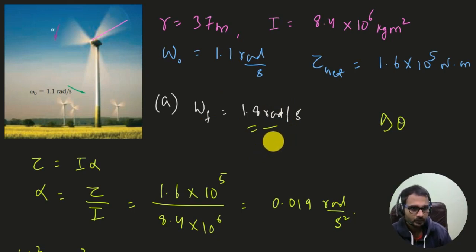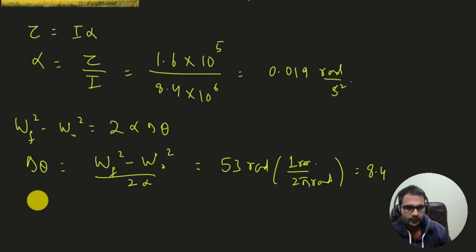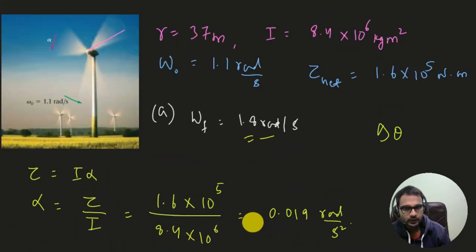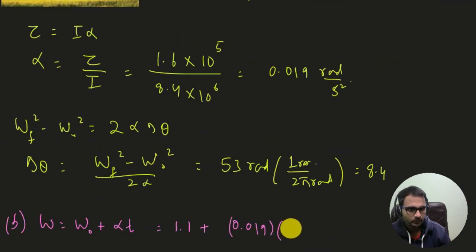Now next, in the B part, we need to tell what is the linear speed of the tip of the turbine blades after 27 seconds. To find the linear speed, we have to find the angular speed. So omega is equal to omega naught plus alpha times t. Omega naught we know is 1.1. Alpha we just calculated to be 0.019. Time is 27 seconds, so multiplied with 27. So this would be equal to 1.6 radian per second.